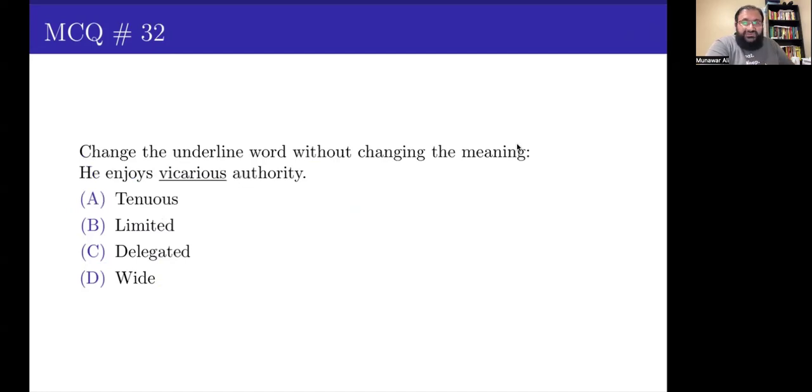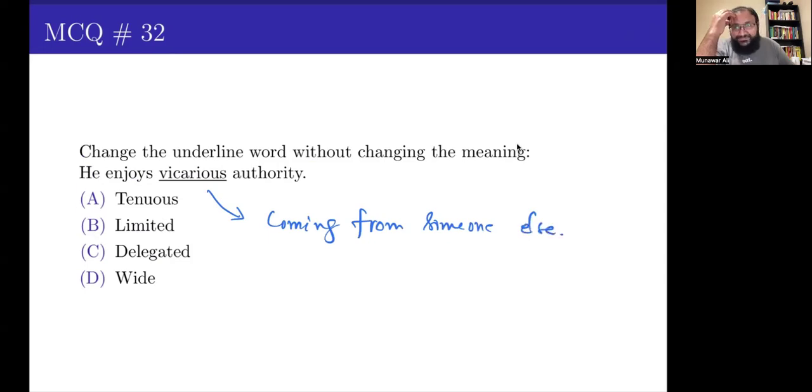So the next MCQ is from English as well. It's change the underlined word without changing the meaning. It means we have to tell what is the word with a similar meaning, or we have to tell what is going to be the synonym of this word. The word is: he enjoys vicarious authority. So vicarious means coming from someone else. It's very common in our country.